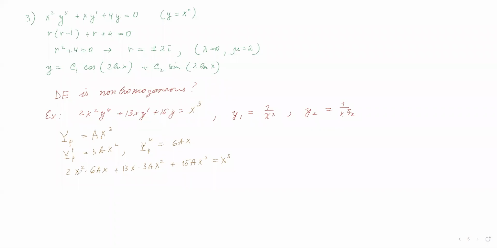Now, guys, what we have, x squared and x is going to give us x cubed, and x cubed. So we can take x cubed outside. We have 12a plus 13 times 3a and plus 15a supposed to be equal to x cubed. Well, these are just numbers. We can adjust a and make it equal to x cubed. So x cubed we have on this side too. So what is 12 plus what? 39 plus 15. I think it's 66a, supposed to be equal to 1. And we have a equals 1 over 66. So my particular solution is going to be 1 over 66 x cubed.